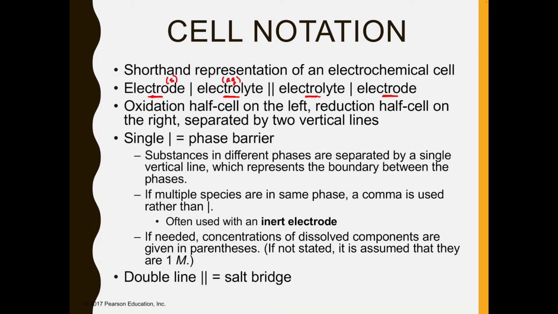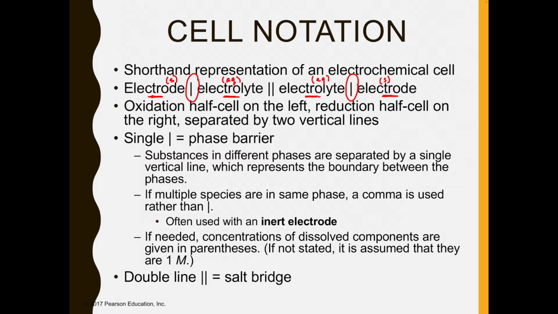So we separate the phase of those by a single line. Okay, same over here. This is aqueous, this is solid, so we separate the phase by a single line. If we had multiple substances that were in the same phase, and that'll happen if we're maybe changing the oxidation state of our metal, then instead of putting that single line, we would put a comma.